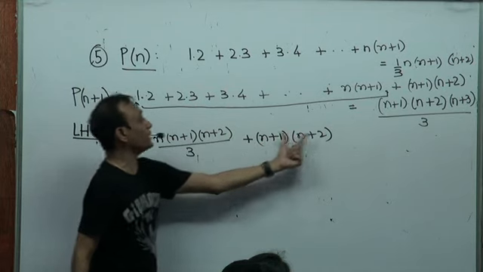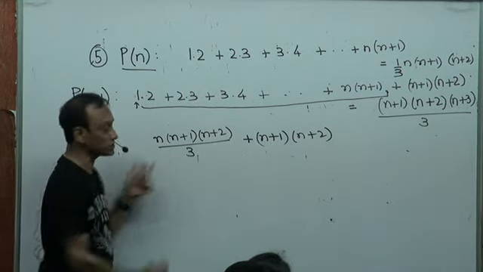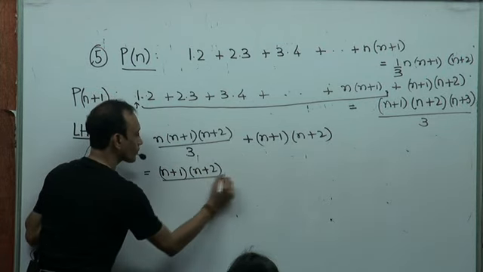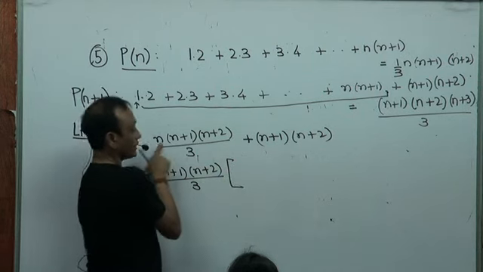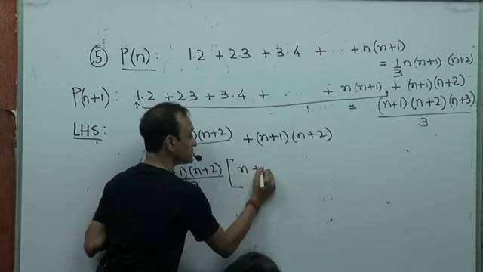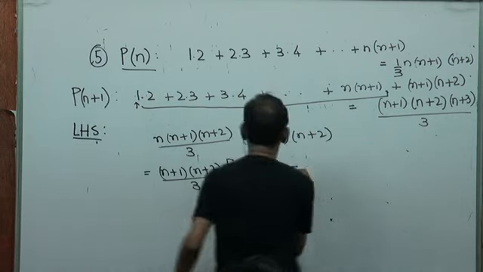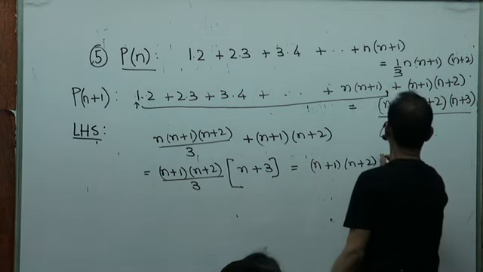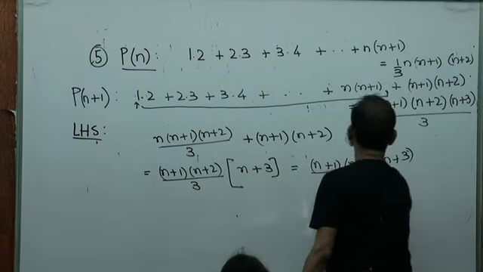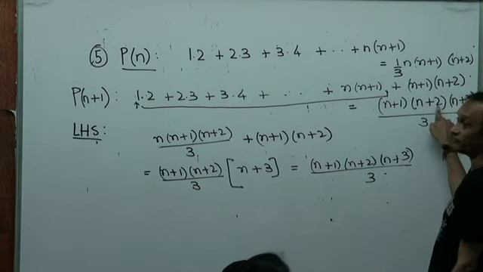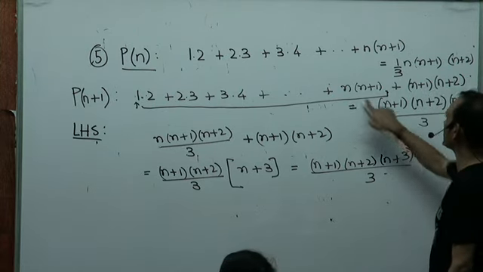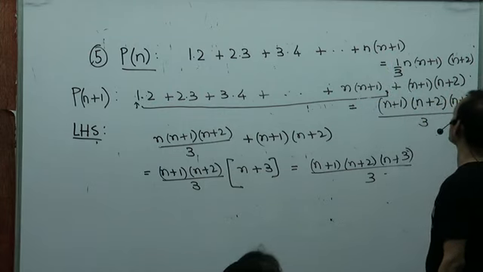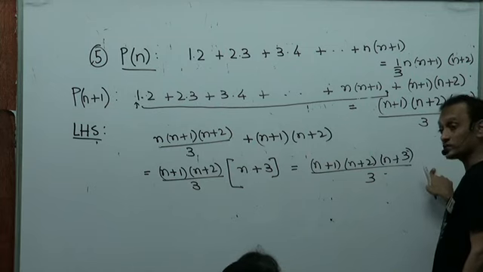We take n plus 1 into n plus 2 by 3 common from this. And then we get n here plus 3, which is very clearly n plus 1 into n plus 2 into n plus 3 by 3, which is what we wanted to prove, right? So we have established Pn plus 1. If this is true, we have established that this must be equal to n plus 1 into n plus 2 into n plus 3 by 3. That means Pn plus 1 is true.